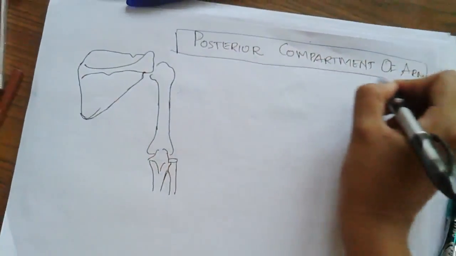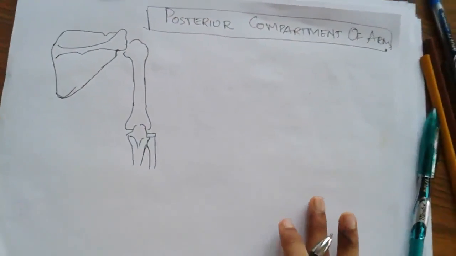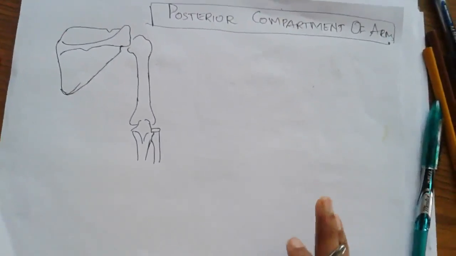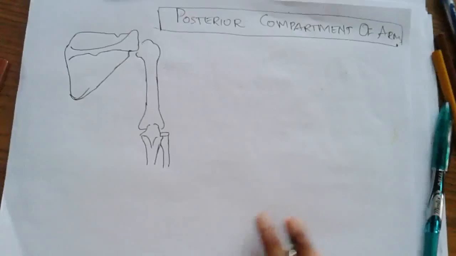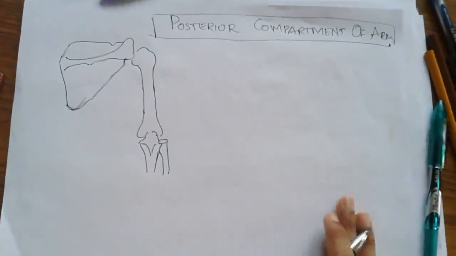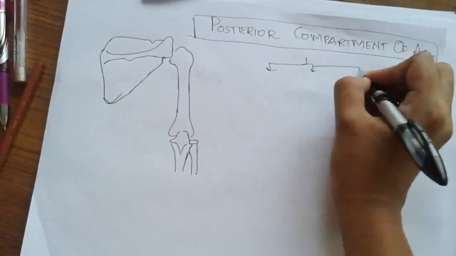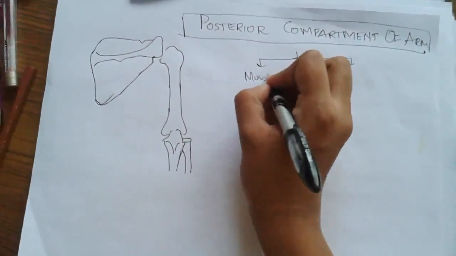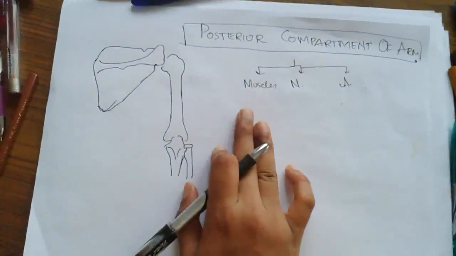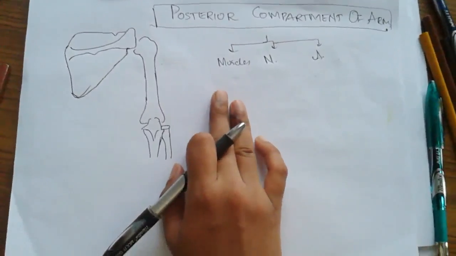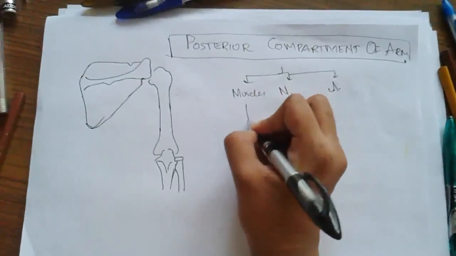As I said, the arm is divided into two compartments by the medial intermuscular septum and the lateral intermuscular septum. So the posterior compartment of arm does not have any other compartment. We are going to learn it in three main divisions, as I said: muscles, nerves and arteries.